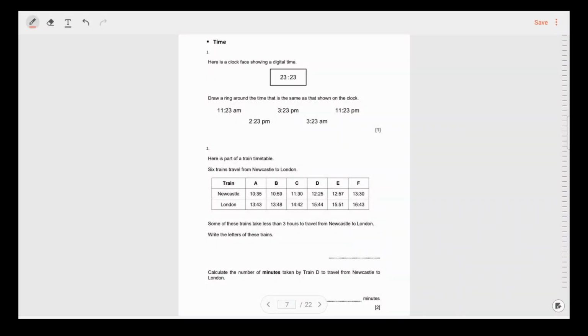Kids, welcome back. So let's move on with the next topic, which is time. Question 1 says, here is a clock face showing a digital time.